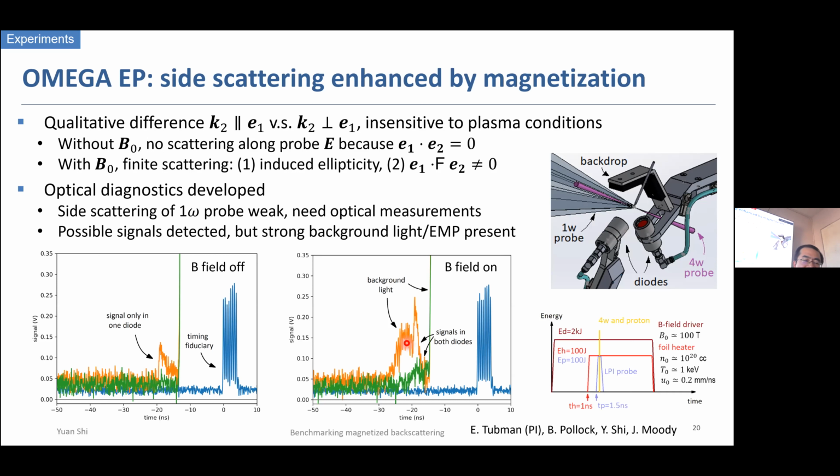So we did some measurements. This is the case where we have no magnetic field. You see there's a signal in only one diode, the orange one. And when we turn the B field on, both diodes see the signal. That's roughly what we were expecting. But what we didn't expect is the background light. If you look here, the signal actually shoots off all the way up. It goes off the scale and isn't shown here. We also suspect some of these are background lights.